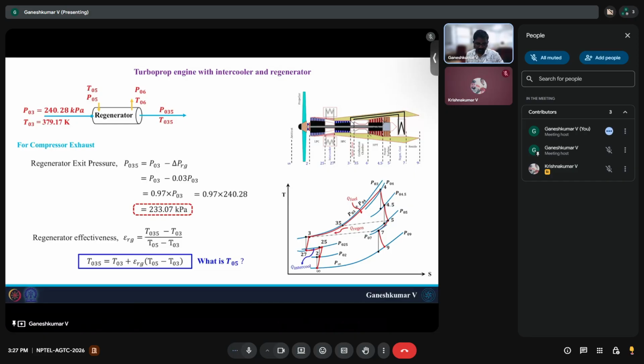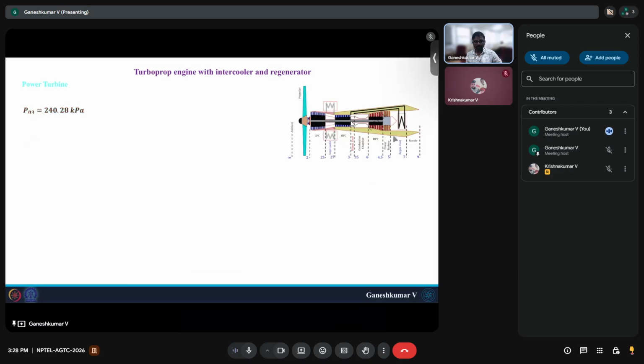So for that we need to find out what are the equations that we need to solve. From here, this equation has two unknowns, which is T035 and T05. Without knowing T05, we cannot do it. So let's try to find an equation for T05. T05 is going to come from the power turbine. So let's calculate for the power turbine.